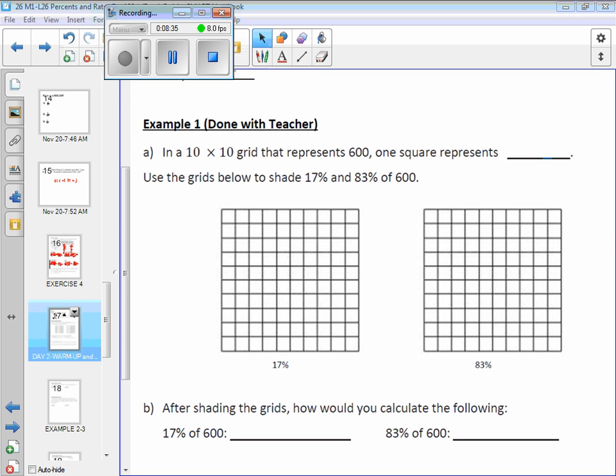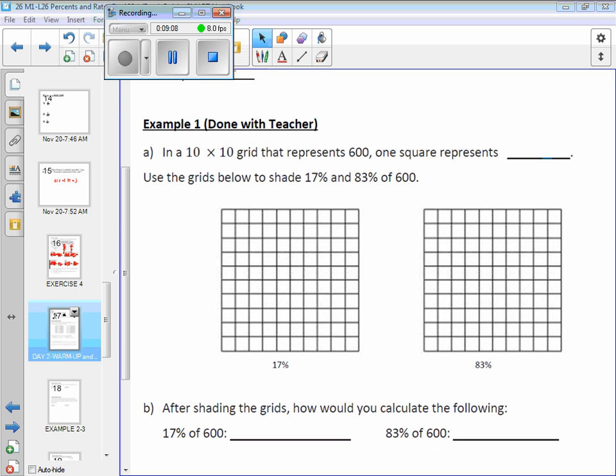Start with the 10 by 10 grid. In the past, when I gave you a grid, such as this first grid on the left, how many boxes are there? There's 100, a 10 by 10. Up to that point, each box had a value of 1, like the tape diagrams. So if I shade in 17%, what's the value of that 17%? 17, because each box is worth 1.